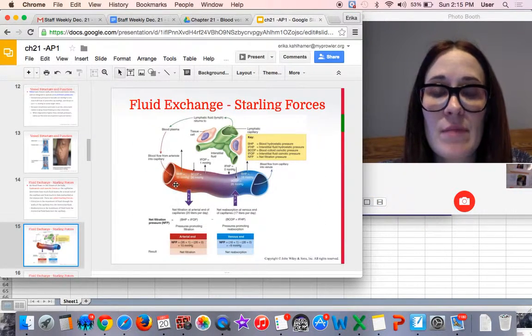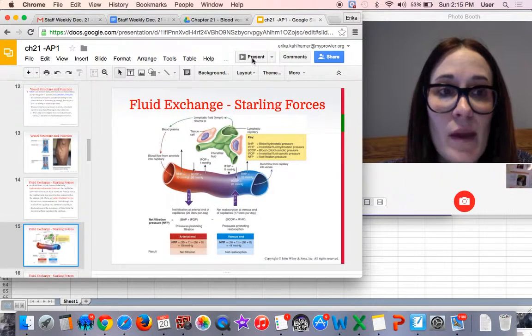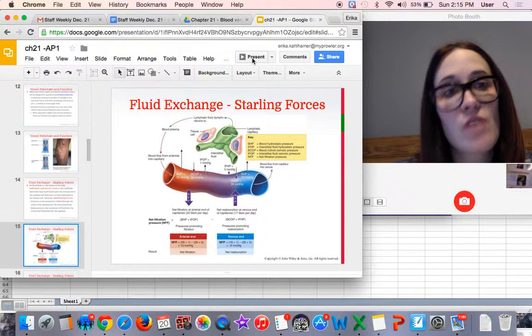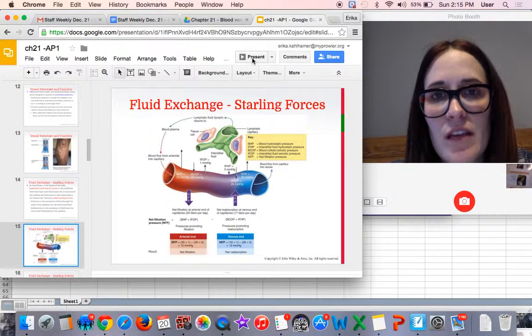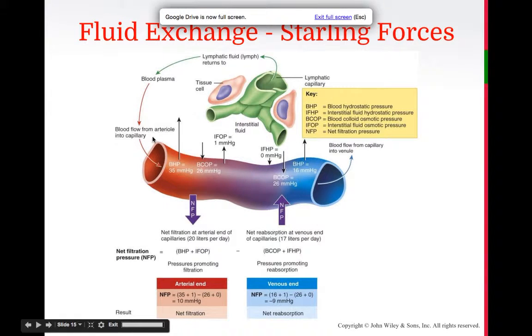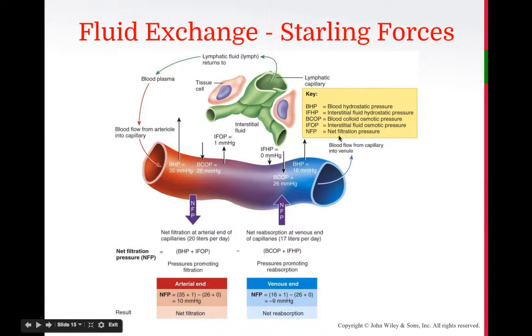And this is a great image. Make sure you take a look at this in your book. Read through the entire figure description so you understand what's going on. I'll briefly show it to you in this video. So here's the arterial end, and here's the venule end, and here's the capillary, right? So blood's coming in from the arterioles, and this represents the blood hydrostatic pressure, and this represents the blood colloid osmotic pressure, and this represents the interstitial fluid.